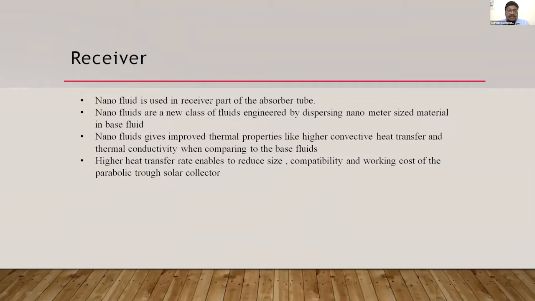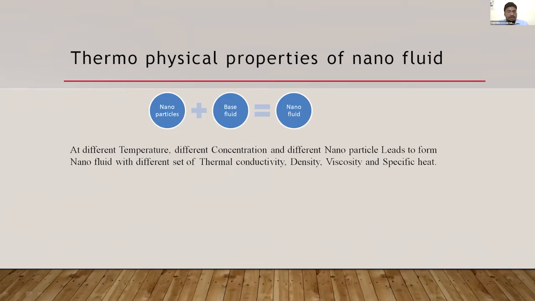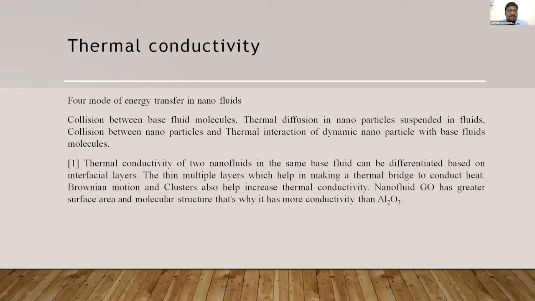Nanofluids are used in the receiver part of the absorber tube. Nanofluids are a new class of fluids engineered by dispersing nanometer-sized materials. They improve thermal properties and heat transfer rate, because the thermophysical properties change when nanoparticles are mixed with the base fluids, resulting in nanofluids. Nanofluids have different properties, one of which is thermal conductivity, where energy is transferred through collisions between the base fluid and the nanoparticles.